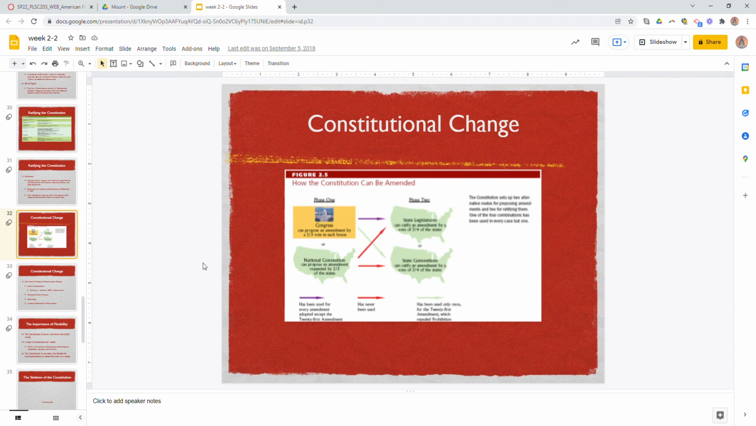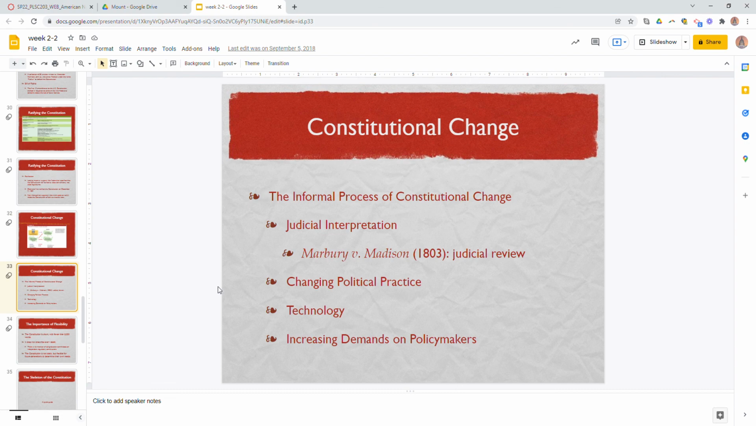Okay, so because we can't amend the Constitution, or it's nearly politically impossible to do so, we do it through informal means. Okay, so the informal process is through judicial interpretation, court cases. And the article that you're going to read for the discussion board talks heavily about the ability of the Supreme Court to look and interpret the Constitution, tell us what it means, has impacted our country greatly.